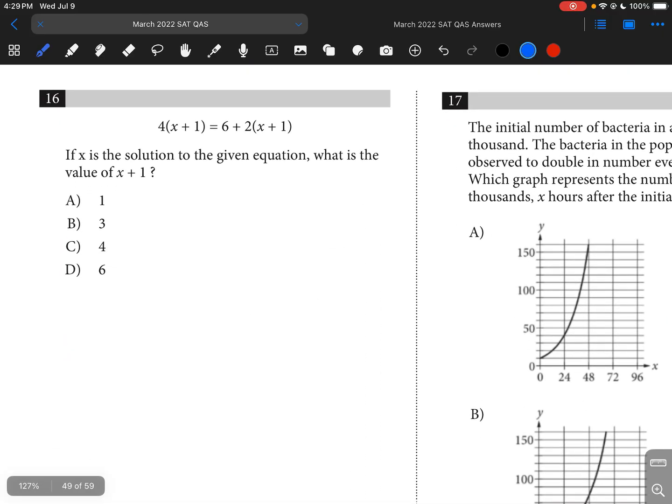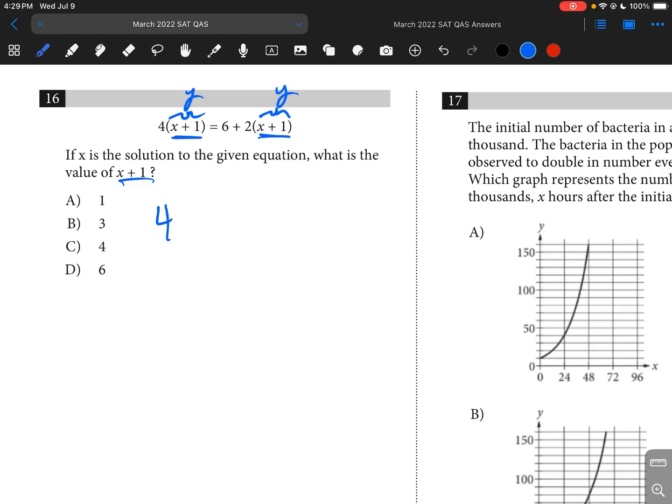16. If x is the solution to the equation, what is the value of x plus 1? Okay, so you don't even need to solve for x. You just need to solve for x plus 1. So we can treat this as a new variable. Let's call it y, because you don't need to deal with looking at x plus 1 and get confused.